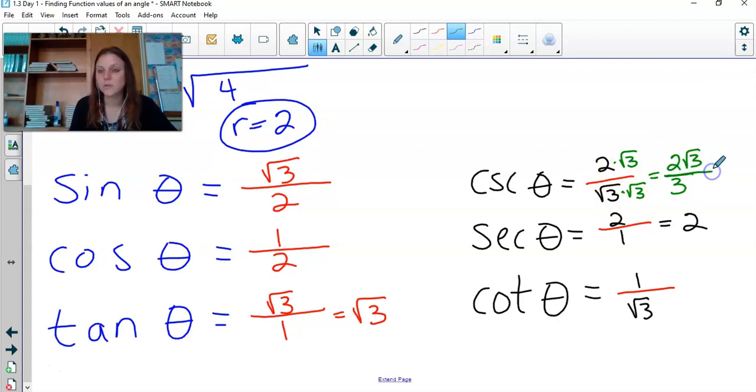So that's considered simplified. Okay, let's do the same thing with this one. Times root 3 times root 3. So you get square root of 3 over 3. And then that would be considered simplified. That's called rationalizing the denominator.